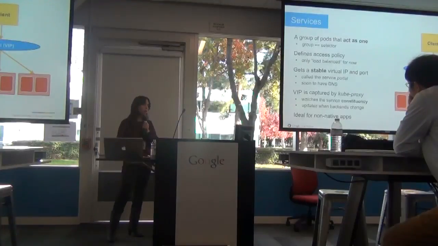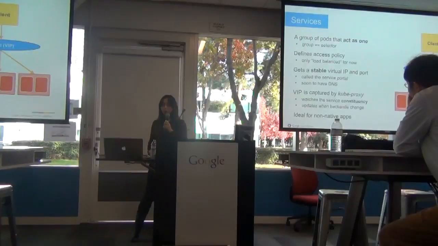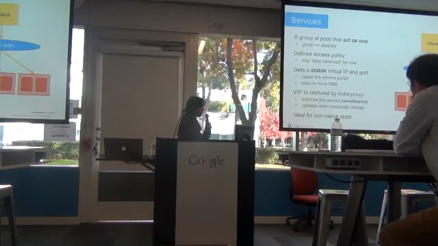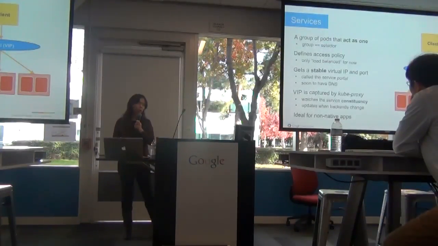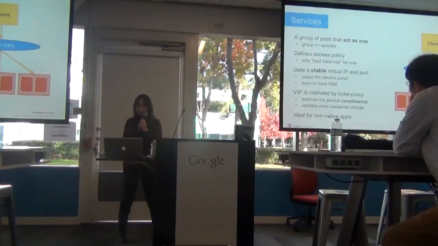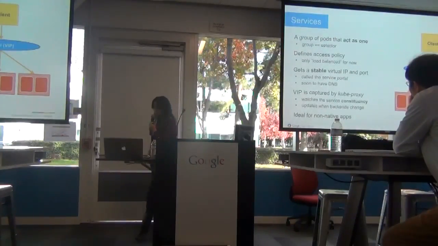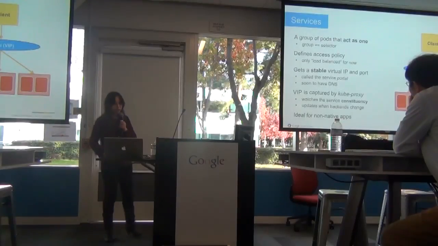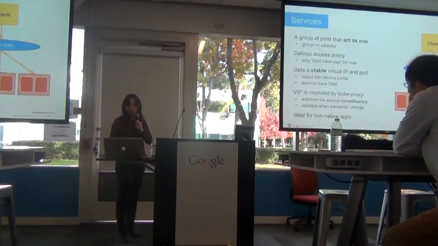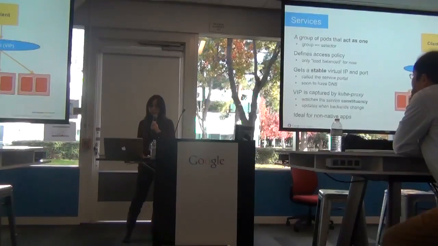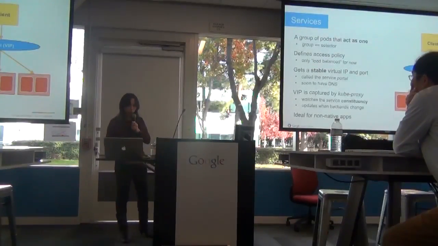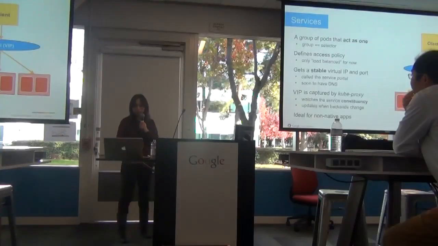So a service is actually just a group of pods that acts as one, and we group them based on a selector, which is based on a set of labels we assign to the pods. Services also have to define an access policy, how we access those pods in the back end. Currently, I think I mentioned earlier, only load balancing is supported, but more policies are coming and could be plugged into the system.